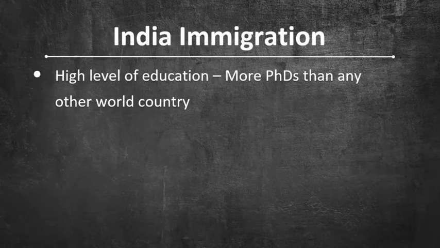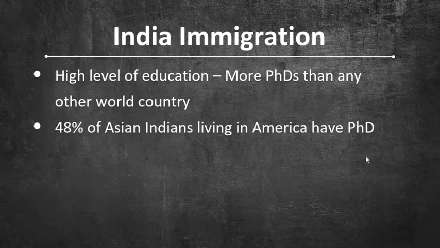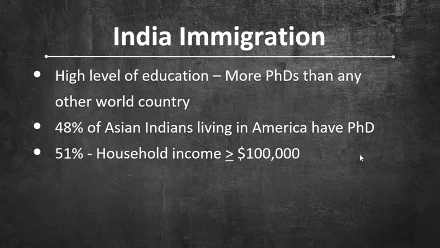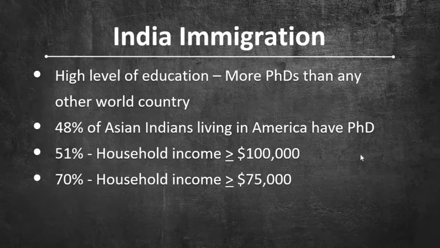Now, with Indian immigration, you probably notice that they have a high level of education. There are more PhDs in India than in any other country. 48% of the Asian Indians who live in America have a PhD. That's almost half. It's pretty impressive. If you have an advanced degree, of course you're going to have higher income. So 51% of the Indians who migrated here have household incomes greater than $100,000, and 70% have household incomes greater than $75,000.